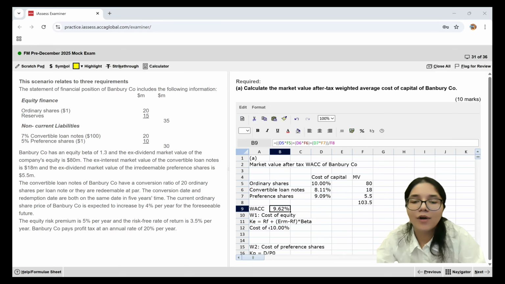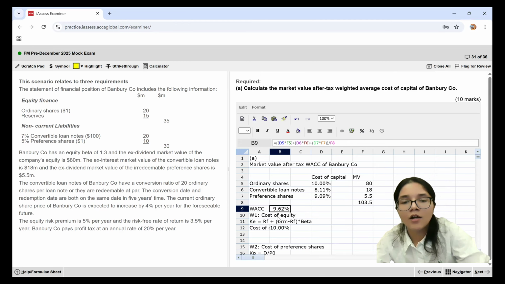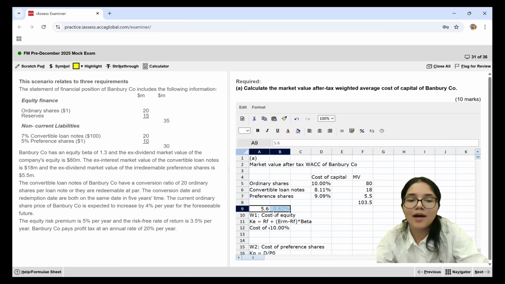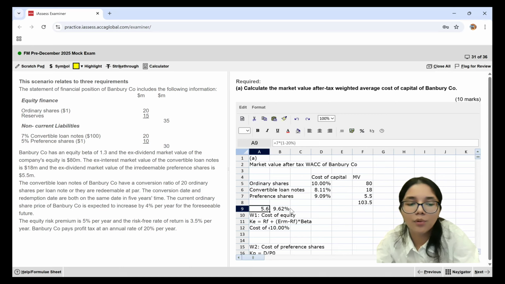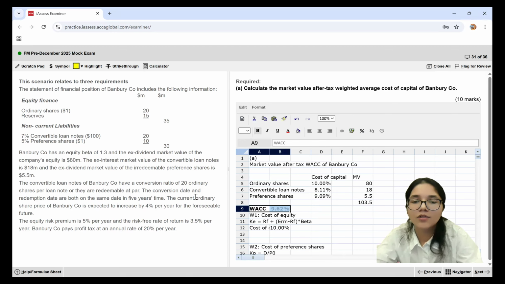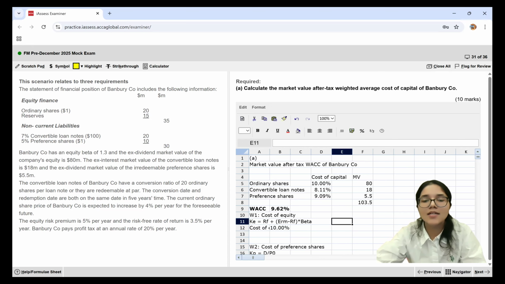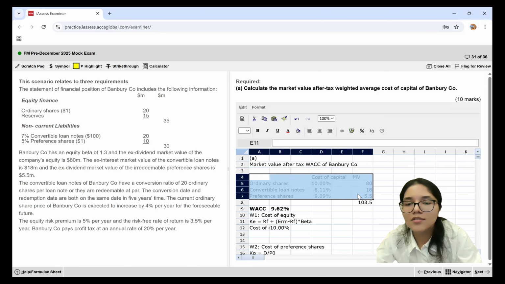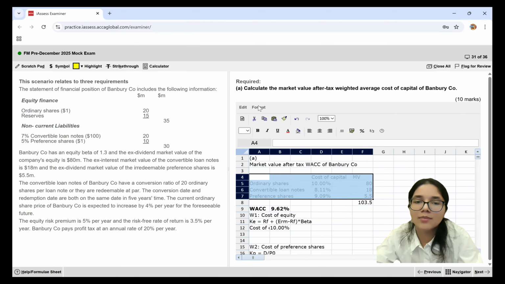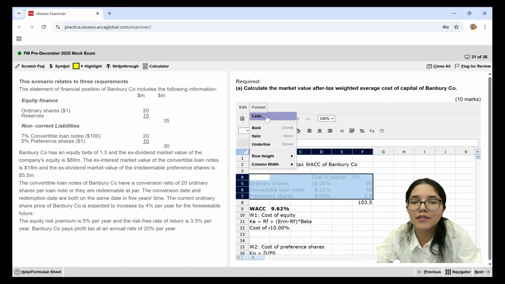Now, this is how I will be framing my answer for earning the 10 marks that are possible over here. I was trying to just make it bold. So this is my WACC, 9.62%. This is what my final answer looks like. So I've bolded my final answer so that the examiner is able to find out that, yes, this is my final answer.